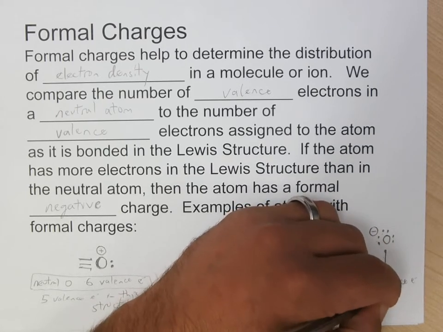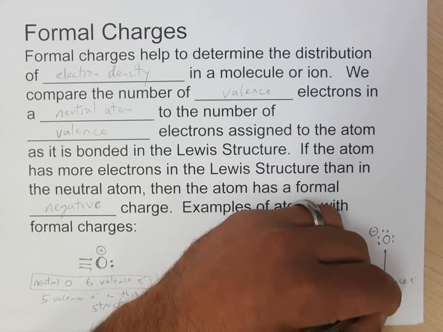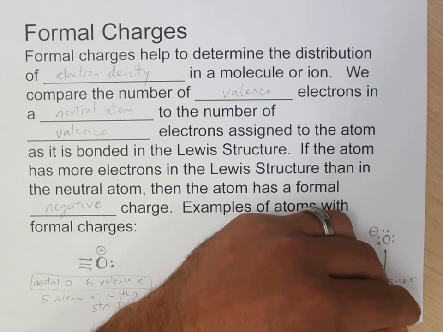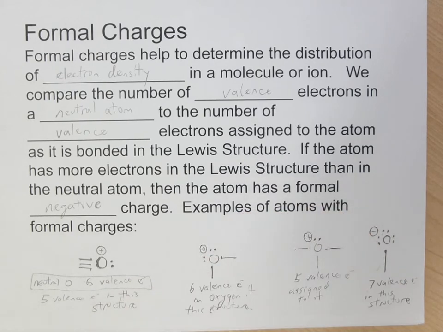electrons in this structure. And it's a partial structure because I'm not showing a whole molecule, I'm just showing the little piece of it and how the oxygen is bonded to the rest of the molecule. And that's all you need to look at to assign formal charges. So this is, again, an overview of how to determine formal charges.